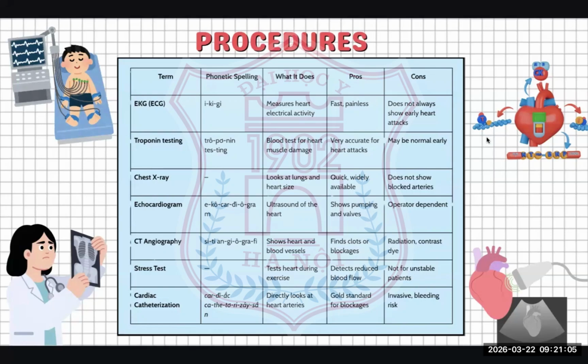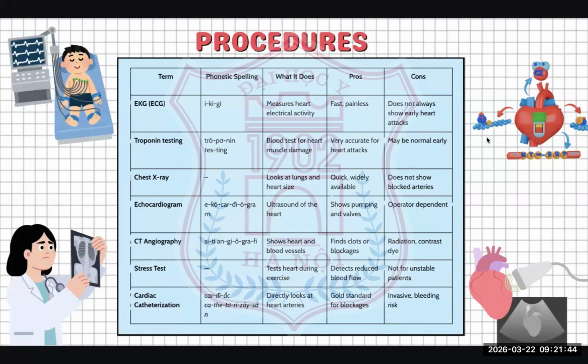The next one is CT angiography. So it shows the heart and blood vessels, and this is a very useful way to also find clots or blockages. The way it works is that you use some radiation and contrast dye, which is injected into the patient so that we can see where the blood is flowing. So it is a little bit more invasive than all of our other procedures. And if patients are scared of things like needles or they're very anxious around their doctor, this might be something that you have to convince them to do.